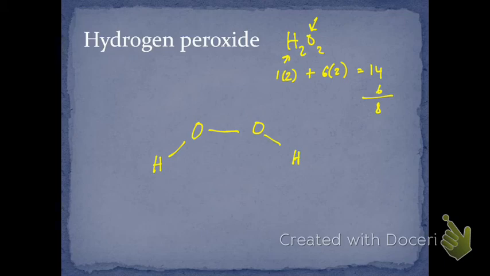The oxygen only has 4, so let's add 2 more here. So that gives us 8. So I used up 4. And then the other oxygen. Oh, sorry, this is 4, right? And then subtracting 4 is 0. So that's hydrogen peroxide. Everything is good with the octet rule.